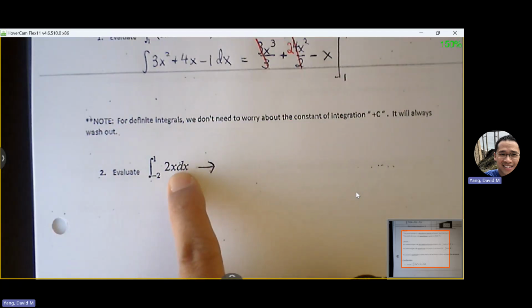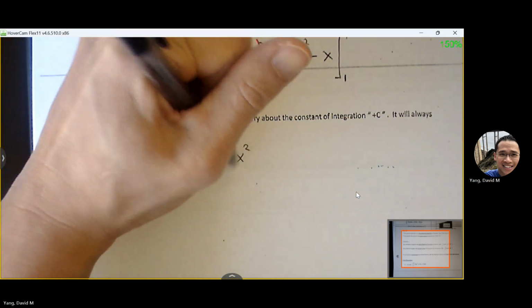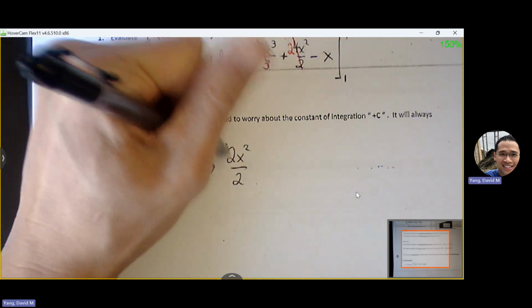Right now, we only know power rule and trig integrals. This is power rule here. The term is ready for us to be applied. So we're going to take the antiderivative. 2x becomes x squared over 2, and the 2's can cancel out, right?